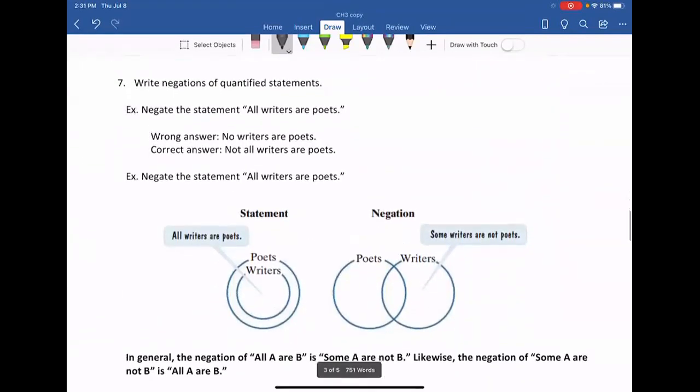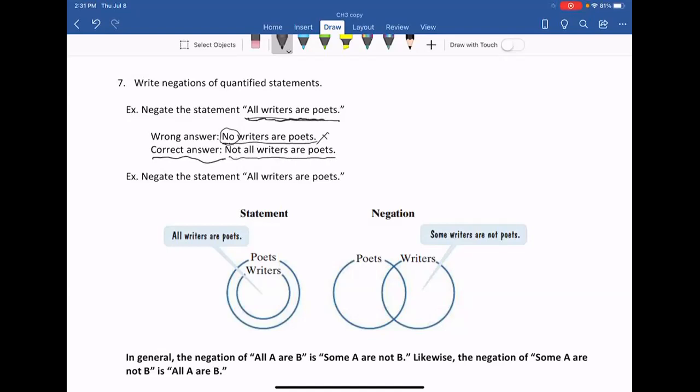Let's move on. Part 7: write negations of quantified statements. Example: negate the statement, all writers are poets. The wrong answer is to just add a no, replacing all by no: no writers are poets. That is wrong. The correct answer is not all writers are poets. But normally people will say another way to express the negation of this statement.